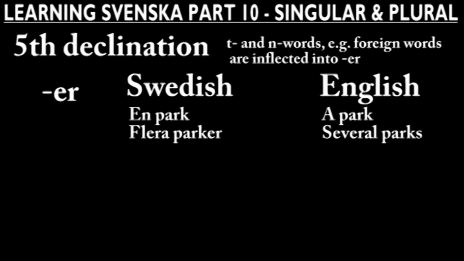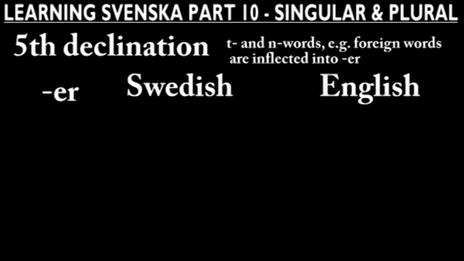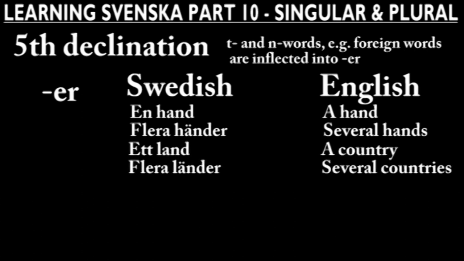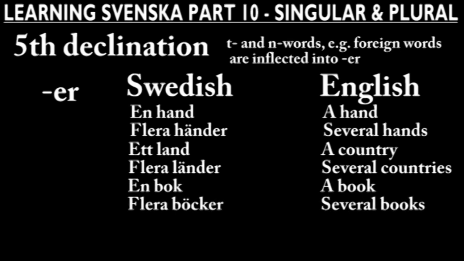There are also some words in this declination which modify their stem vowels in the plural. En hand, flera händer. Ett land, flera länder. En bok, flera böcker.